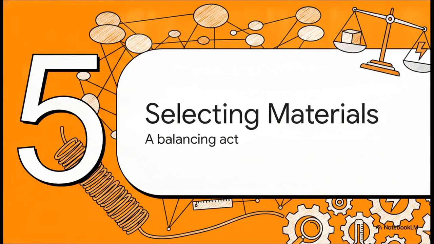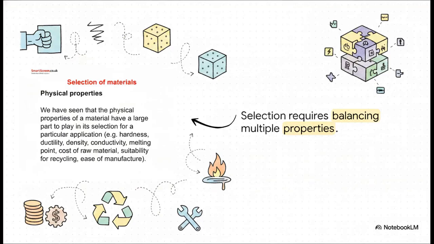Section 5. Selecting the right material, a balancing act. So the crucial point is that out there in the real world, materials are almost never selected for just one single trait. It's a hugely complex balancing act. Engineers have to weigh hardness, ductility, density, melting point, and conductivity against all those strict economic factors, like the cost of raw materials, suitability for recycling, and how easy it is to actually manufacture. It is basically a giant, three-dimensional puzzle.